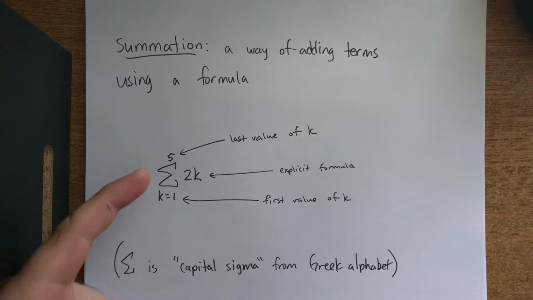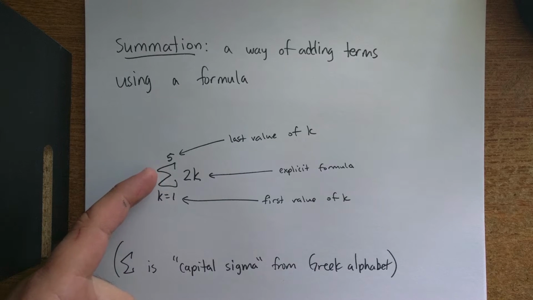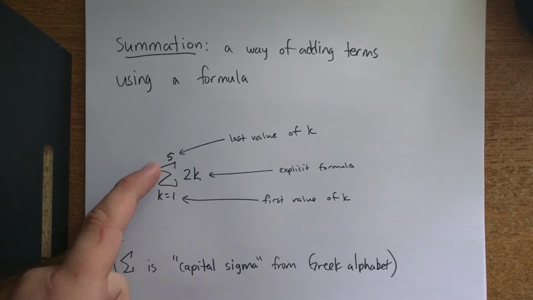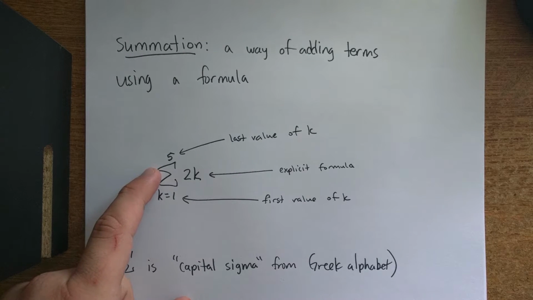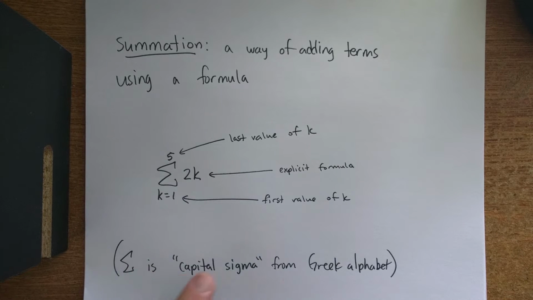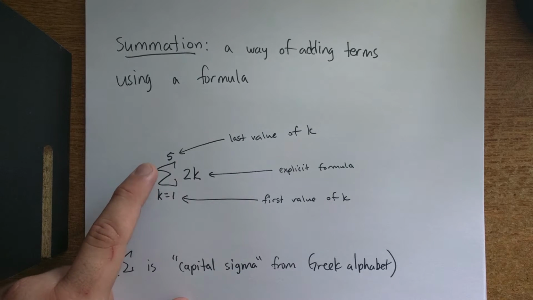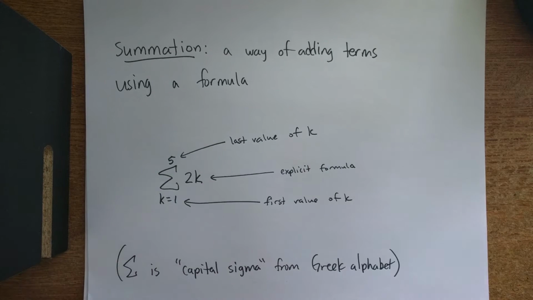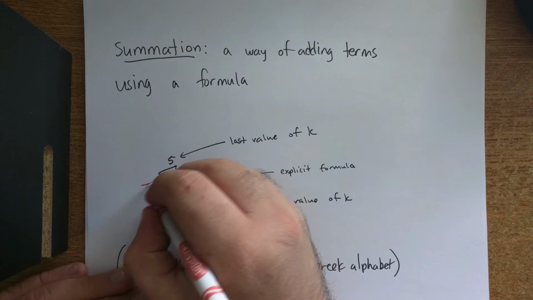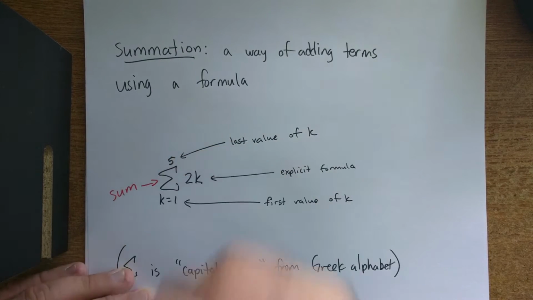So you're going to see summations that look like this, and it probably looks weird at first, but you're going to see that it's really not that bad. So you have this E looking thing, but it's not the letter E. It's the capital sigma from the Greek alphabet. So don't call it E, call it sigma. Actually, most of the time we're going to say sum. In fact, let's go ahead and make a note of that. We're going to be calling this a sum most of the time.